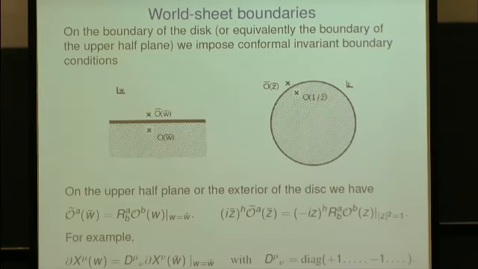So again, on the upper half plane, the boundary conditions are simple. We take this, we map this using a conformal transformation to the circle, and then it just gets a little bit more complicated, but it contains the same information.